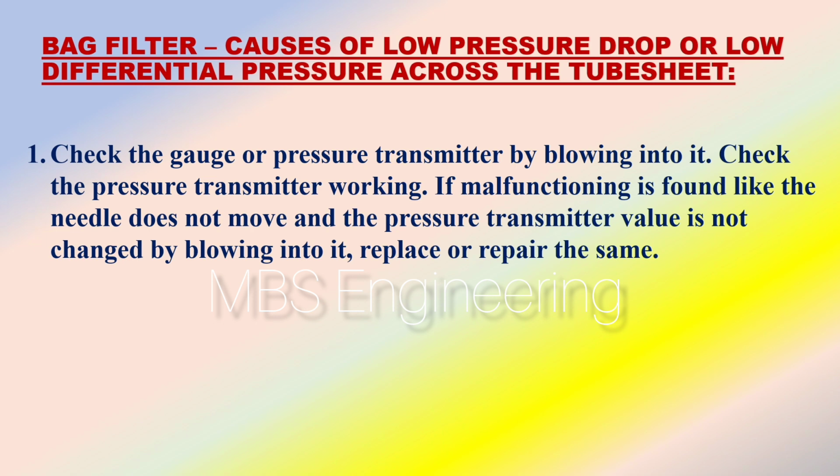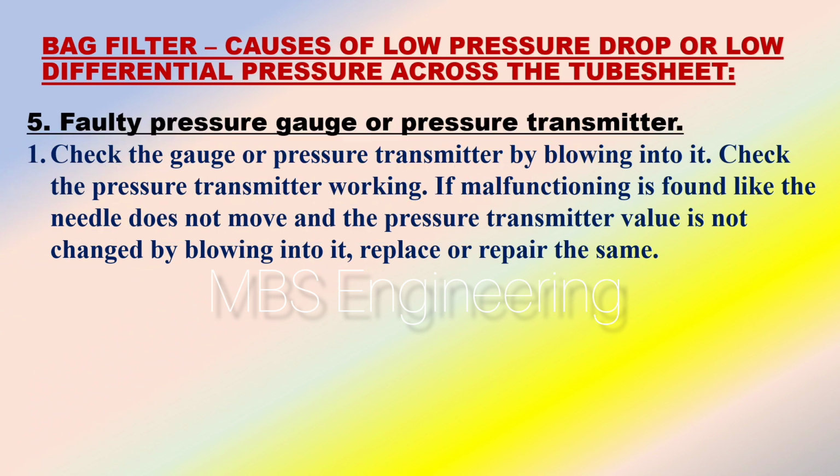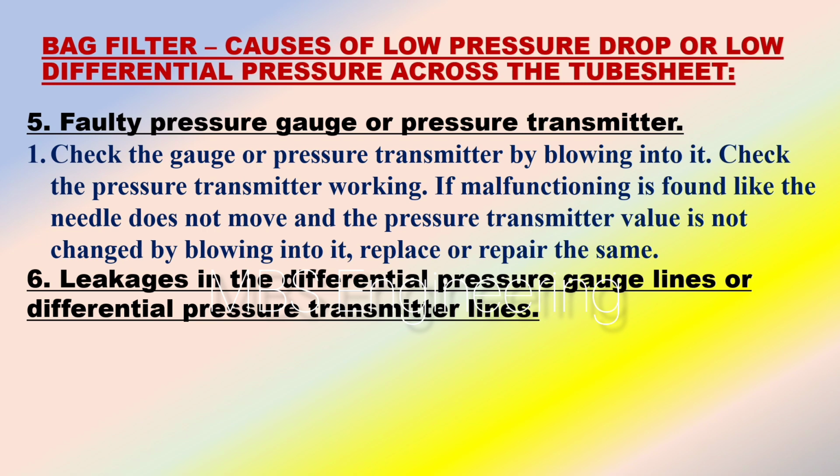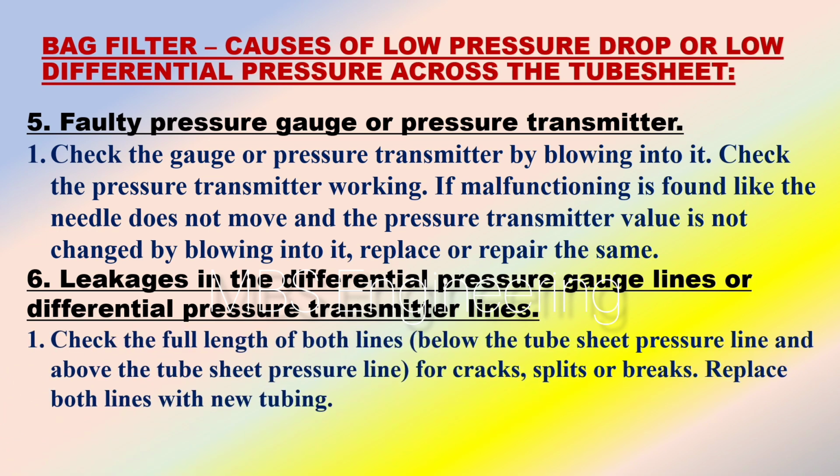One of the main causes of low differential pressure is the faulty pressure gauge or pressure transmitter in the filter bags. Point number 1. Check the gauge or pressure transmitter by blowing into it. Check the pressure transmitter working. If malfunctioning is found, like the needle does not move and the pressure transmitter value is not changed by blowing into it, replace or repair the same.